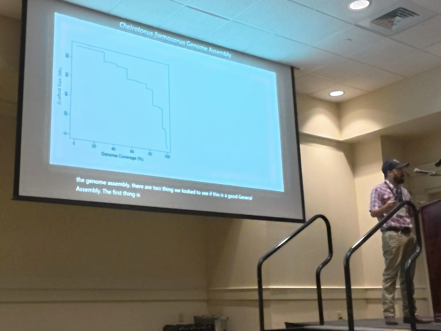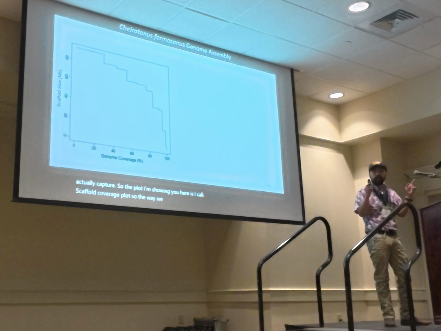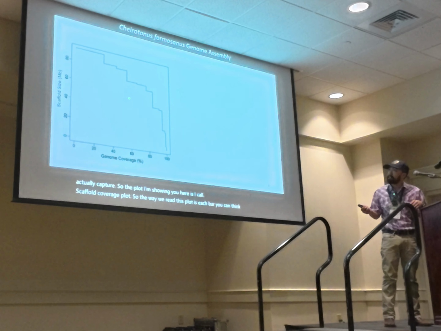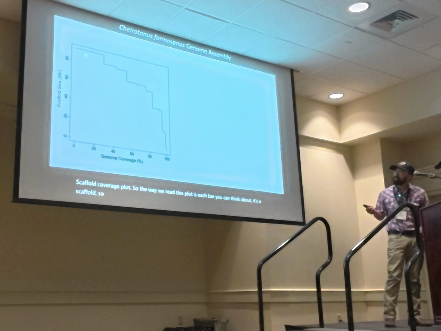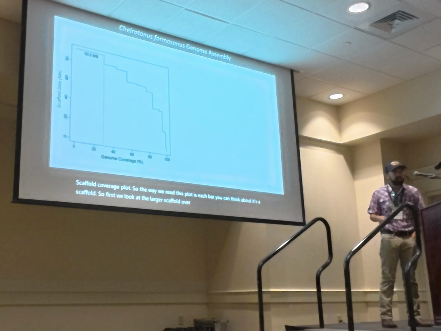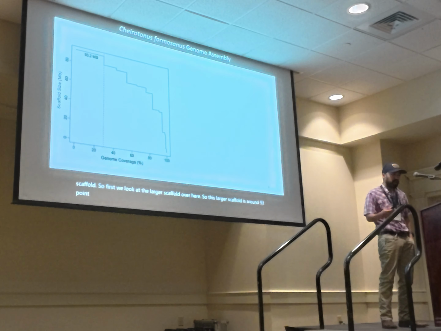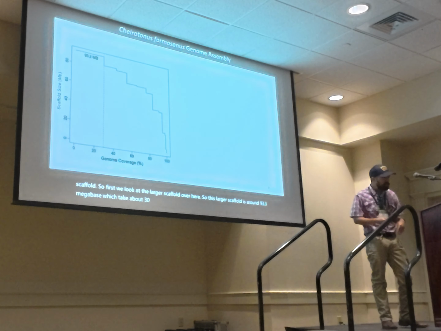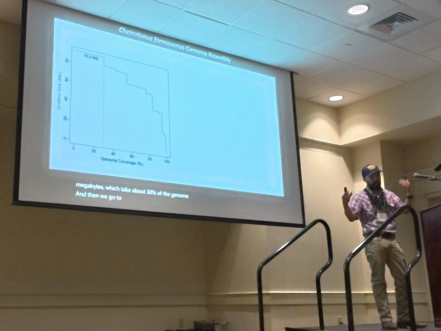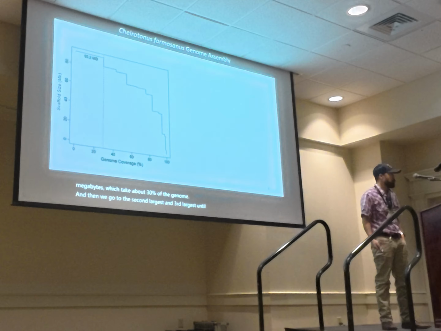So it's how much of the genome we really actually capture. The plot I'm showing you here is what I call a scaffold coverage plot. The way we read this plot is that each bar is a scaffold. First we look at the largest scaffold over here. This largest scaffold is around 93.3 megabase, which takes up about 30% of the genome. And then we go to the second largest and third largest until we cover 100% of the genome.